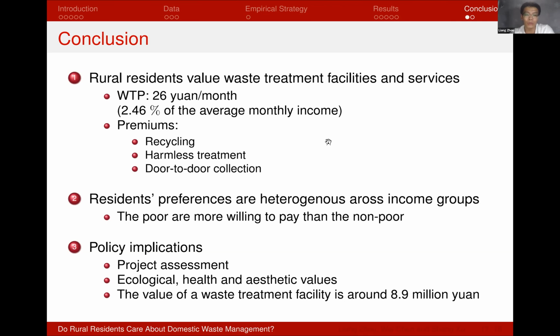Second, poor households are more willing to pay for waste disposal than non-poor households. Third, our research provides a basis for the investment and evaluation of corresponding projects and reveals the non-market value of people's perception of waste disposal in enhancing ecological health and aesthetic value.